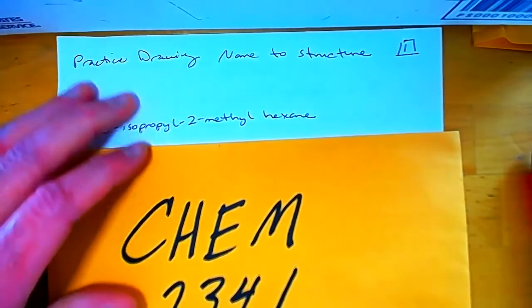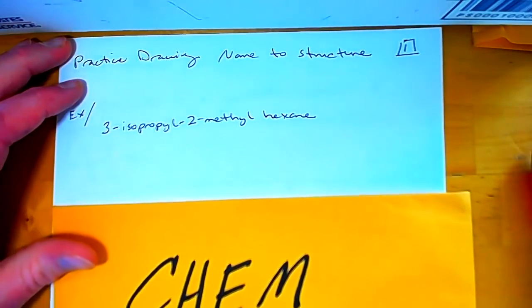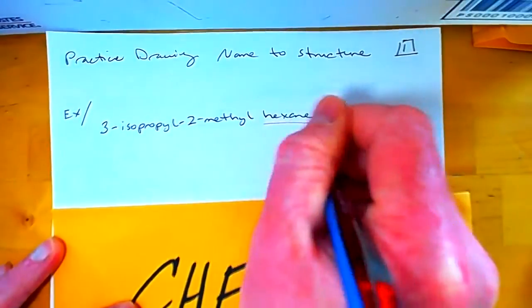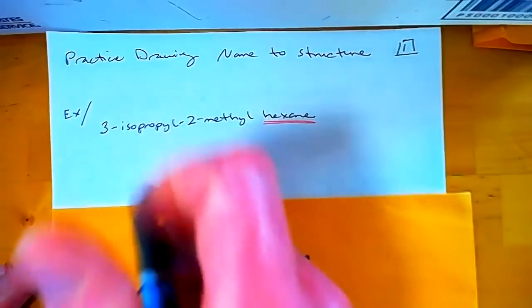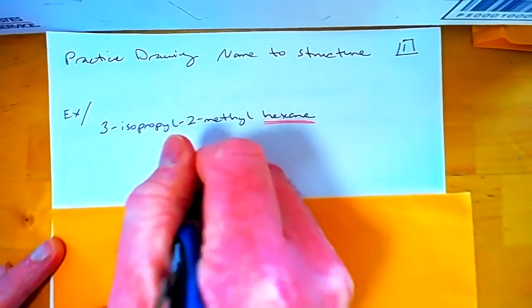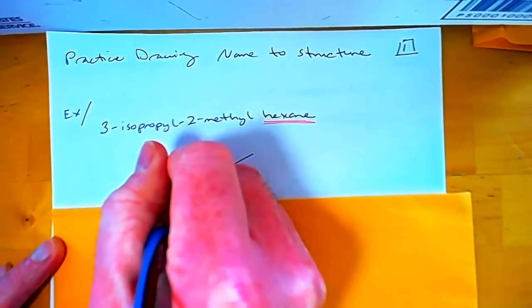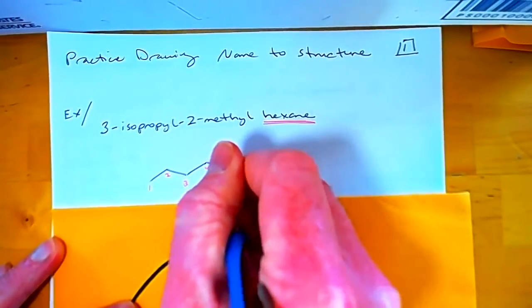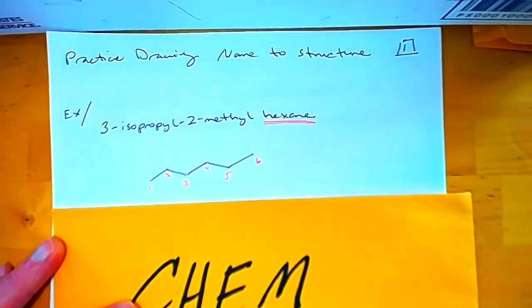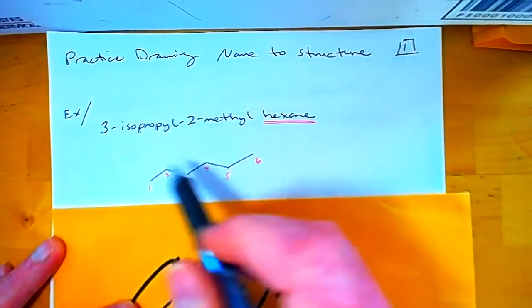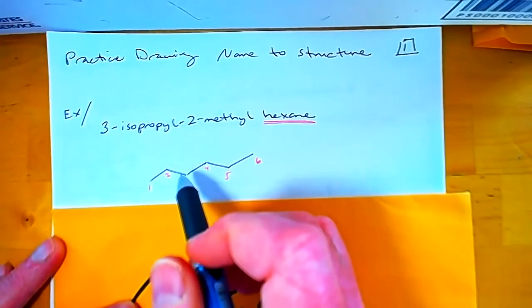So let's say we wanted to draw out 3-isopropyl-2-methylhexane for starters. To get going here, again, pay attention to the parent name. So you have a hexane. That means you're going to need a 6-carbon chain, which I'm going to number arbitrarily 1, 2, 3, 4, 5, 6. Just make life easier for yourself. Since it's your structure, you can draw it however you want to. Just make sure you put in everything in the correct position.